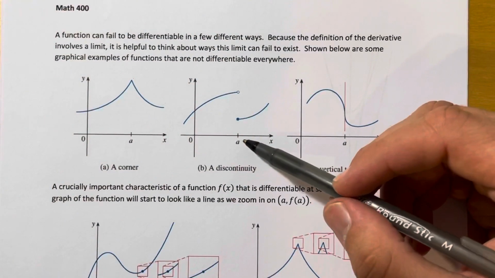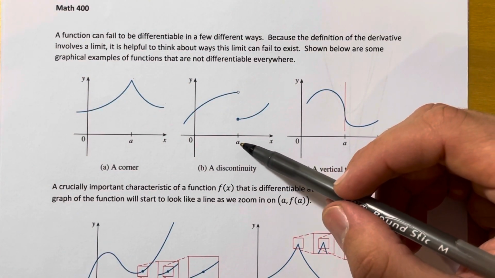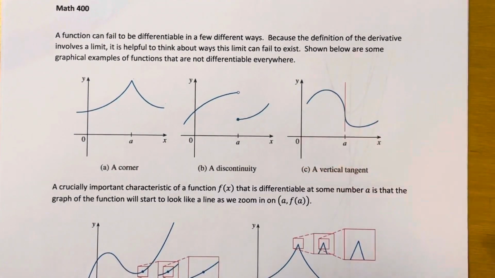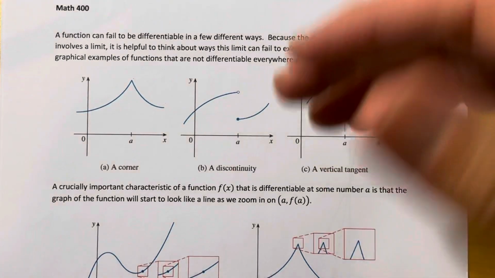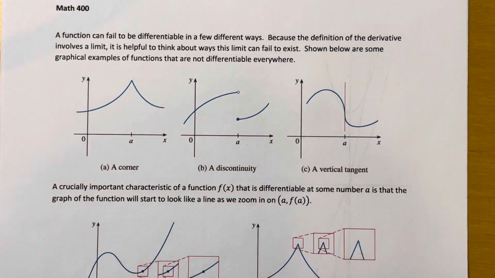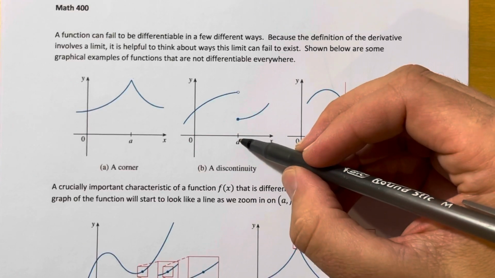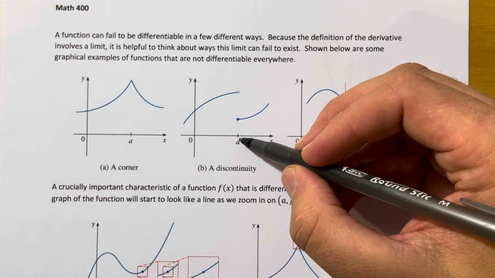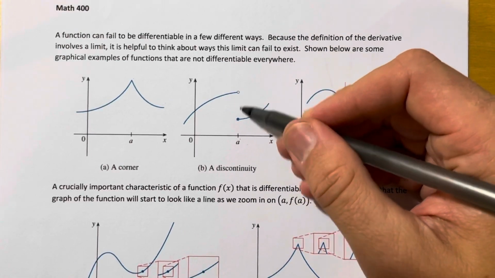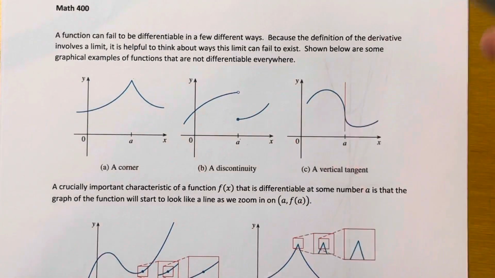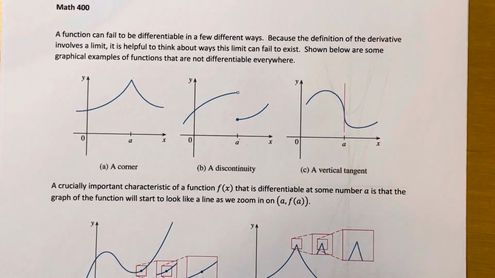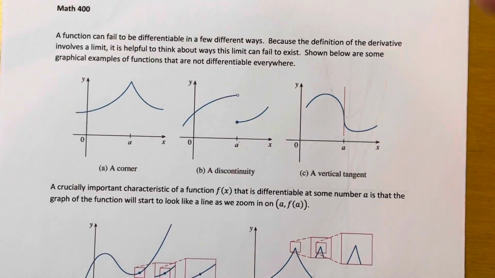Here, we know that this function would not be differentiable at a because there's a discontinuity there. Remember, according to the theorem that we just proved, if this function was differentiable at a, that would imply that it's also continuous. But we see that that's not the case. So this one is not differentiable simply because there's a discontinuity.